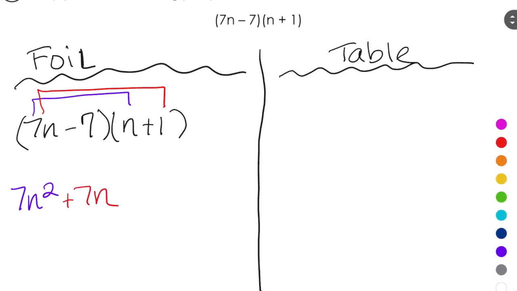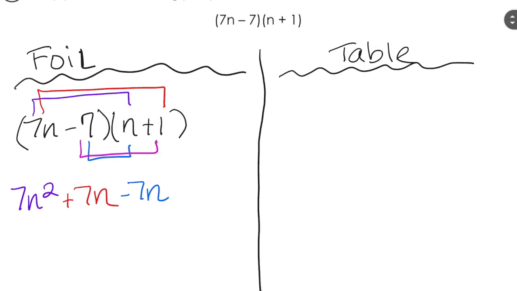Then we're going to be doing our inner, which is negative 7 and n. So negative 7 times n is negative 7n. And then our last terms, which is going to be negative 7 and positive 1, which would give me negative 7. So now all we have to do is combine our like terms. And normally when we're multiplying binomials using the FOIL method, our like terms will be in the center.